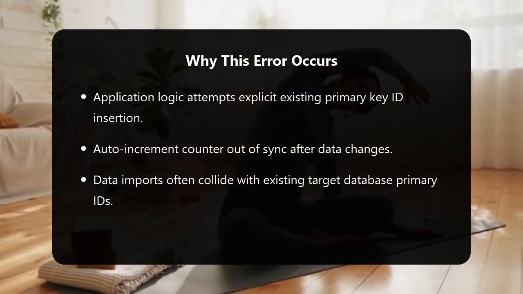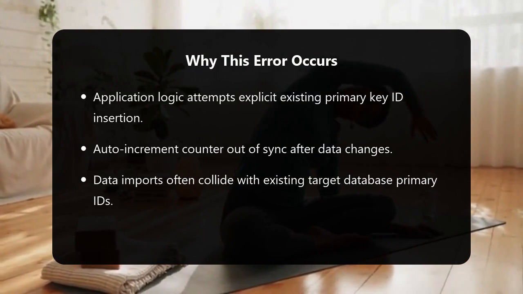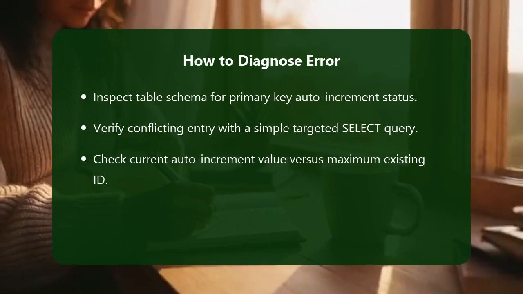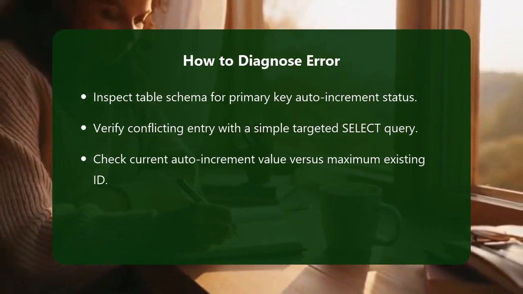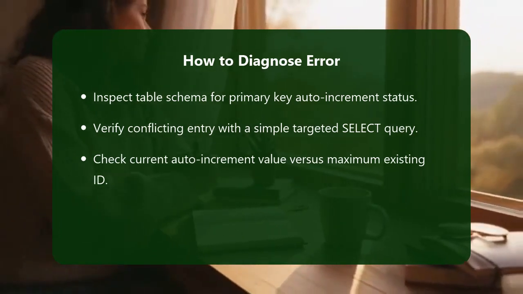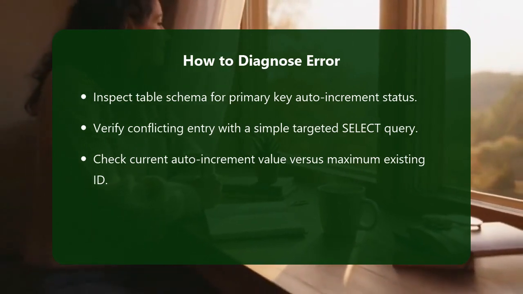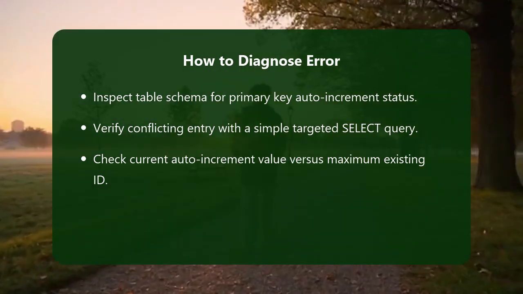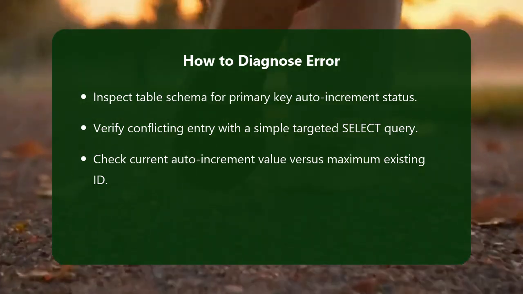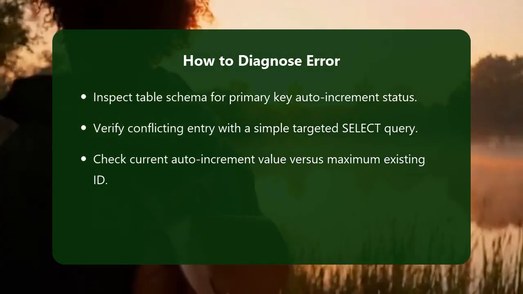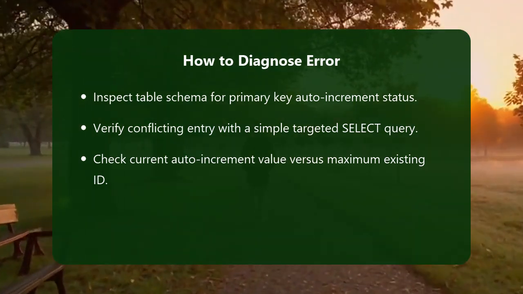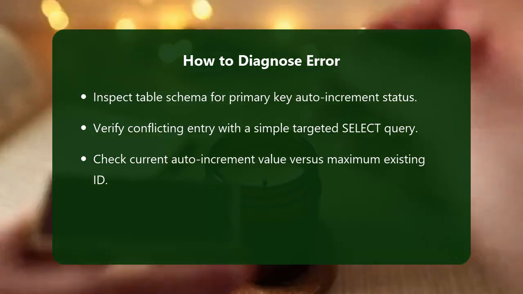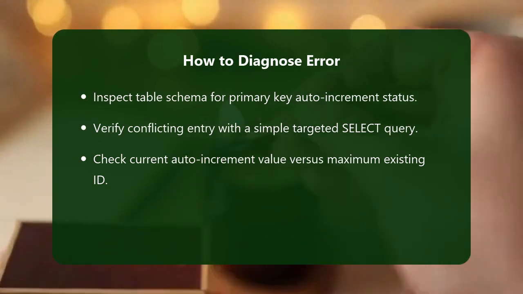Data import processes are also notorious for this, where IDs from a source system might collide with existing IDs in the target database if not properly handled with mapping or resequencing. Diagnosing this error typically involves a few key steps. First, you should always inspect the table's schema to confirm that the primary key column is indeed an auto-increment field, which is common. Next, you need to verify if the conflicting entry actually exists by running a simple select query.